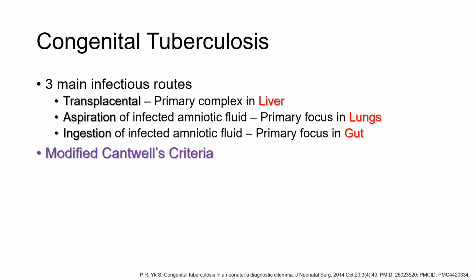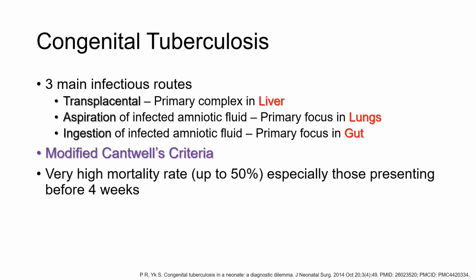So how do we diagnose congenital tuberculosis? We diagnose congenital tuberculosis by the modified Cantwell criteria, and congenital tuberculosis has a very high mortality rate, up to 50%, especially in those presenting before 4 weeks.